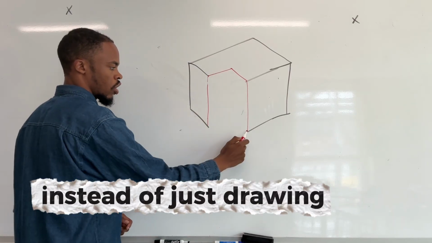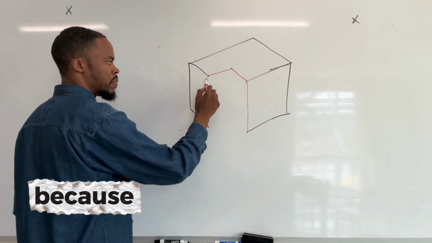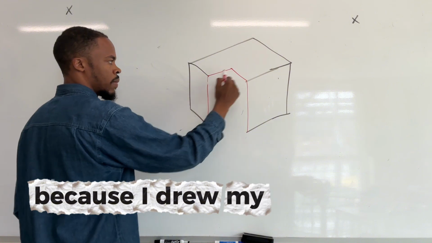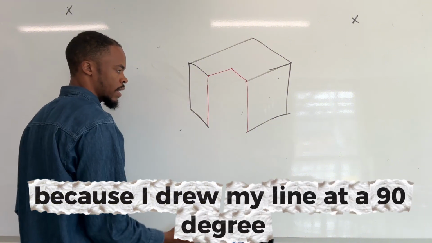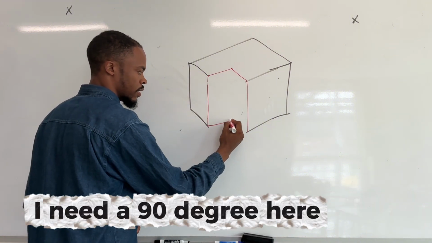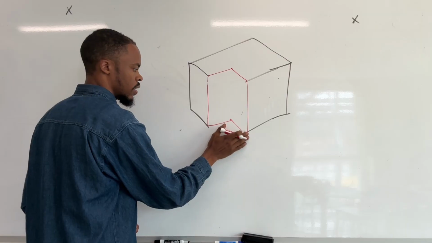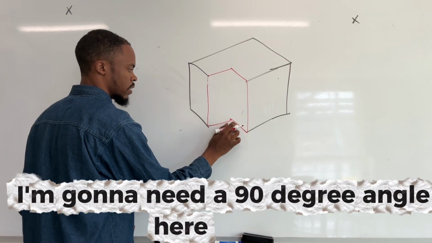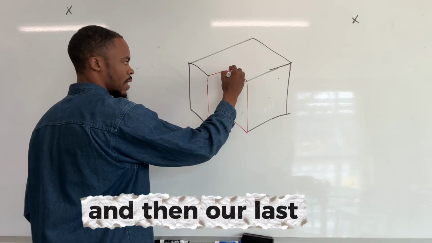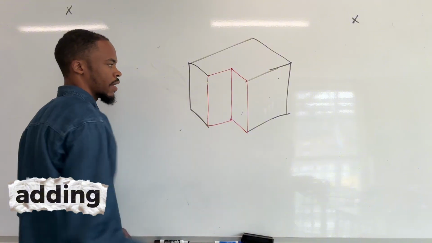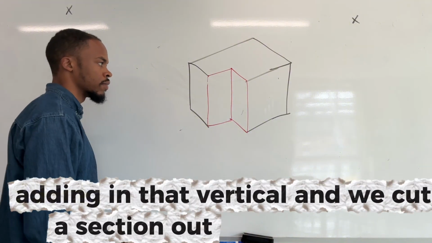Instead of just drawing a line connecting them, because I drew my line at a 90 degree, I need a 90 degree angle here as well. And then our last step, adding in that vertical, and we cut a section out.